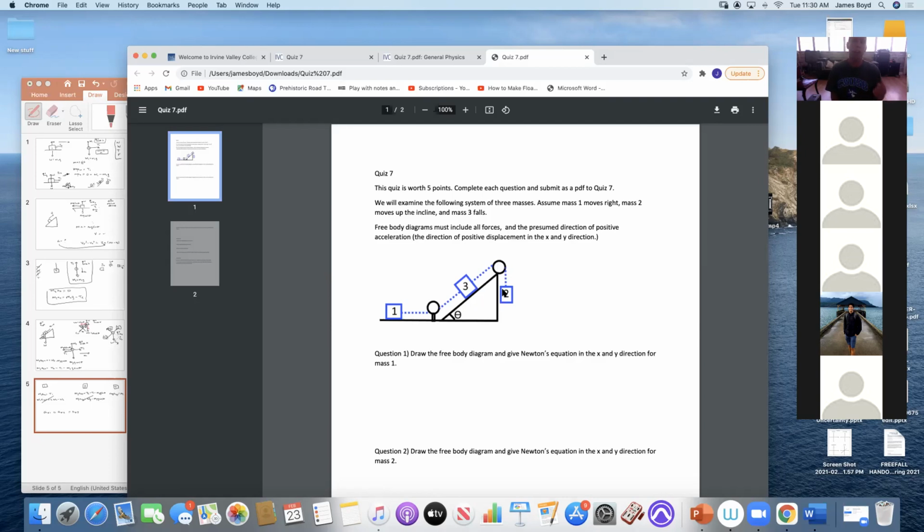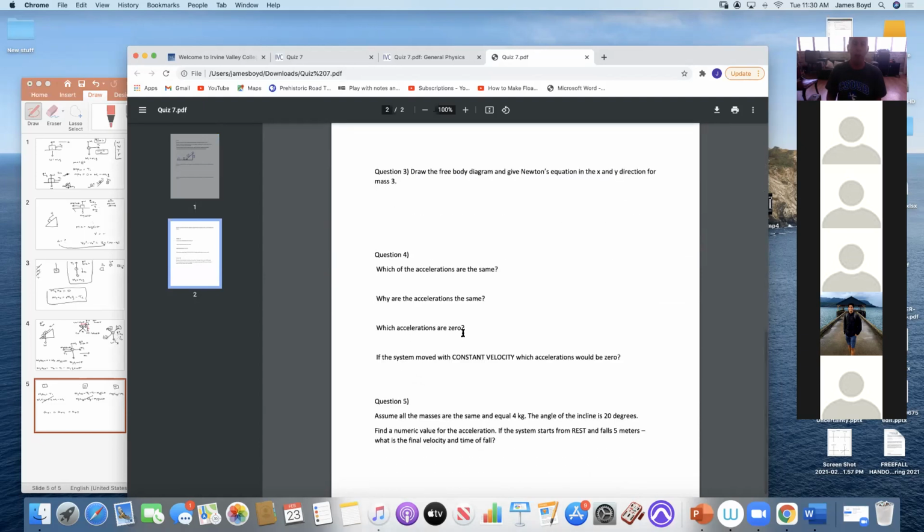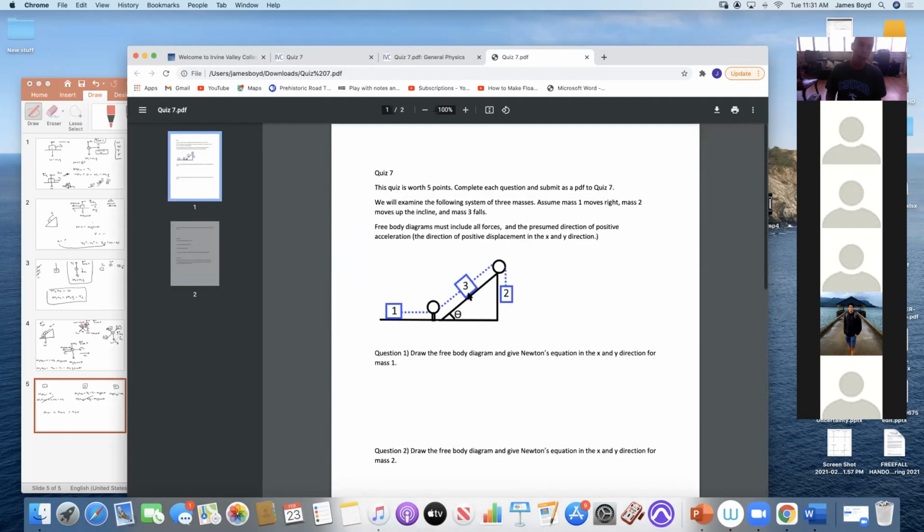Because we're assuming that the ropes are stretchless. If the ropes can't stretch, we're also assuming they're massless. But if they can't stretch, then if 3 moves up an inch, 1 moves to the right an inch, and 2 falls an inch. If 2 falls a mile, 3 moves up the incline a mile, 1 moves to the right a mile. So their displacement, velocity, and accelerations all have to be the same. Which ones are 0? The normal force and the weight along the perpendicular to the incline. There cannot be any movement off that incline. So we know that that's 0.